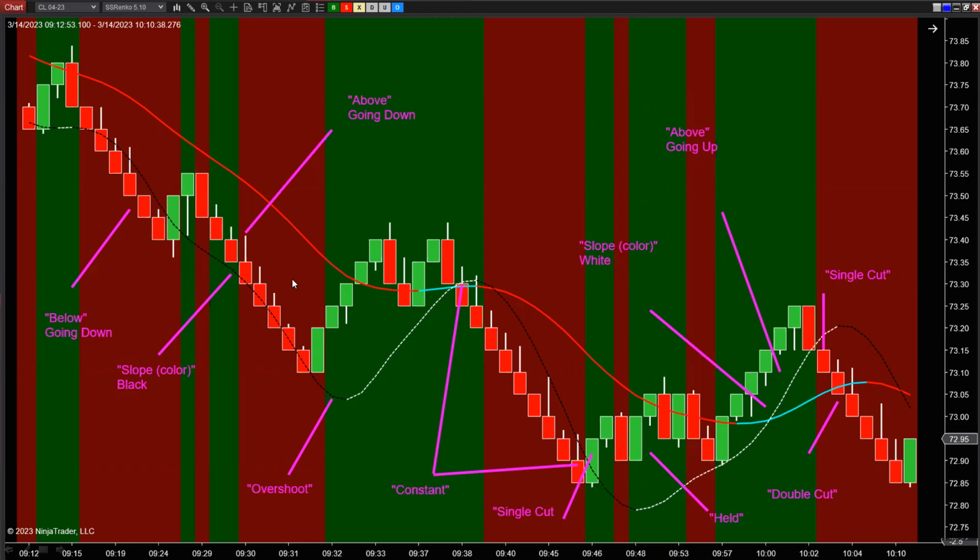This is another reason why the members in a trading room love this thing, because when that turns white, you probably don't want to be shorting in there. Probably don't. Well, the constant. This is a single cut. You get a double cut over here. This is held. This is held.